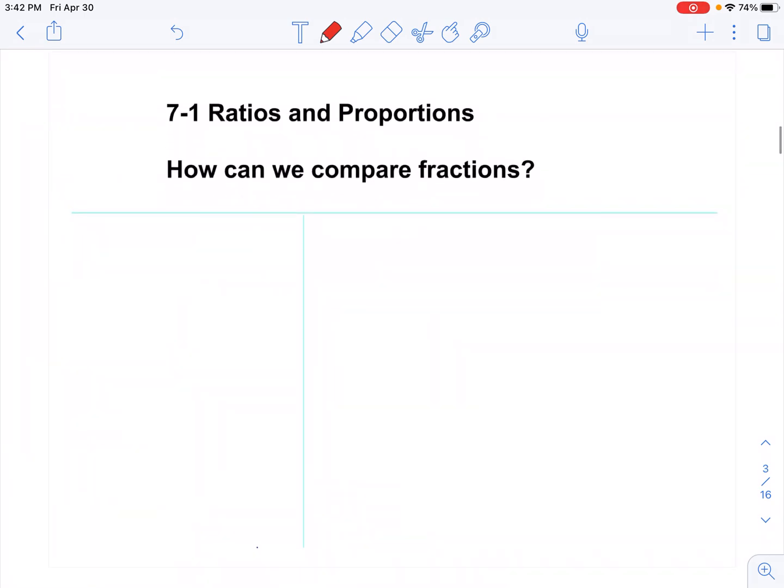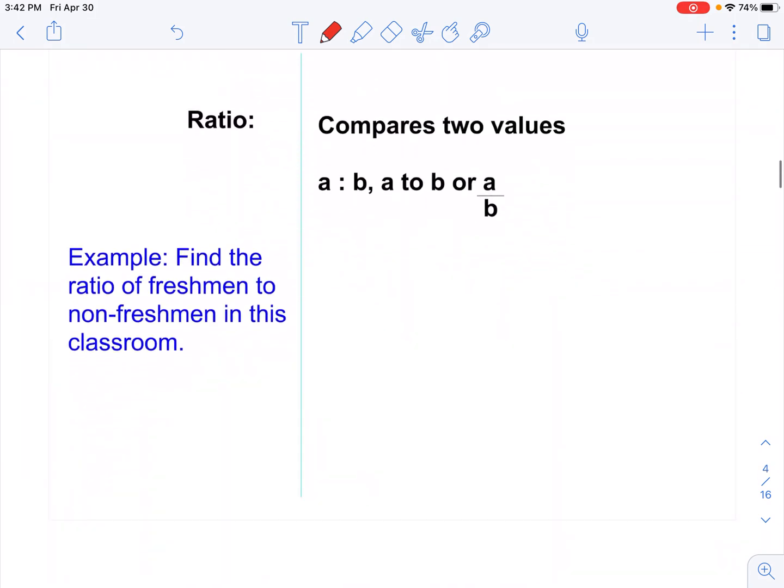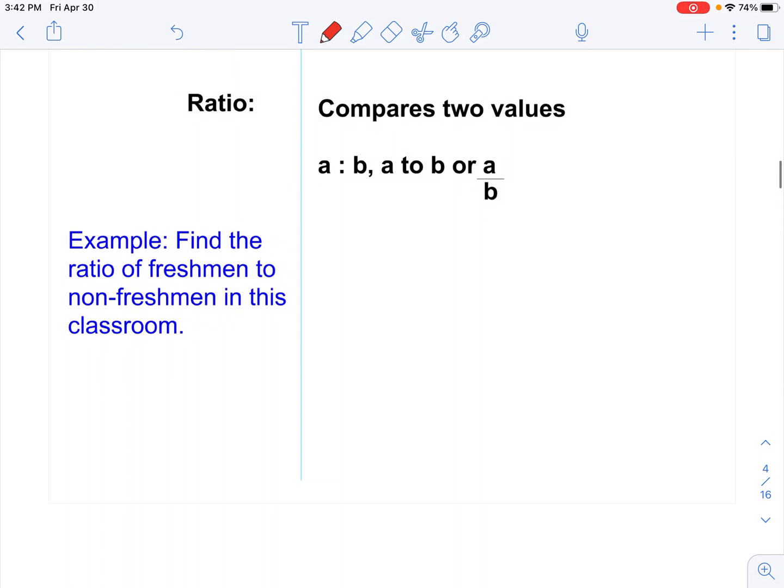This is section 7.1 in your textbook, ratios and proportions. How can we compare fractions? A ratio is just anything that compares two values. There's 3 ways that our book uses ratios. One of them is using the colon. One of them is using the word to. And one is using a fraction, a to b. I'd say this is probably the most common, but this is also used quite a bit.